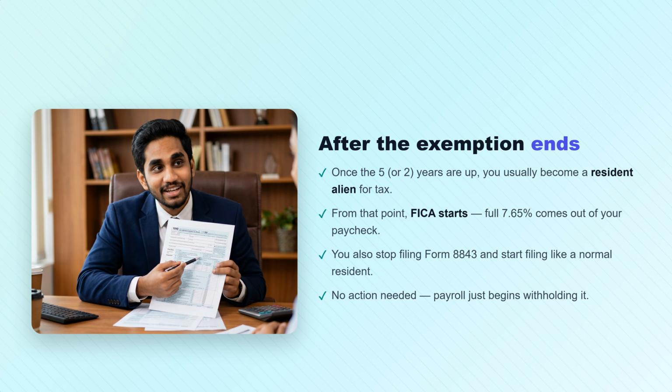What happens after the exemption ends? Once your 5 years, or 2 years for J1, are up, you usually become a resident alien for tax purposes. From that point, FICA starts. The full 7.65% now comes out of your paycheck. You also stop filing Form 8843 and start filing like a normal resident. The good news: you don't have to do anything. Payroll just begins withholding it automatically.